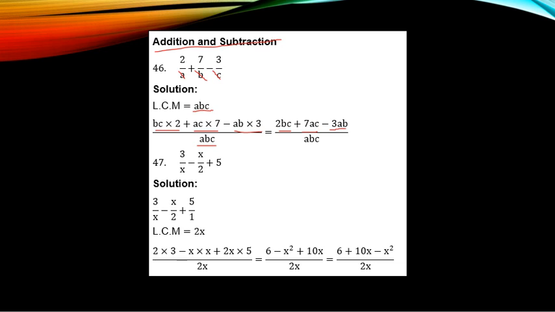Okay, example 47. You have 3/s minus s/2 plus 5. Now there is what I call a balanced fraction. A balanced fraction is a fraction such that all the numerators have their respective denominators. So to have a balanced fraction from example 47, you simply write 5 as 5 over 1.